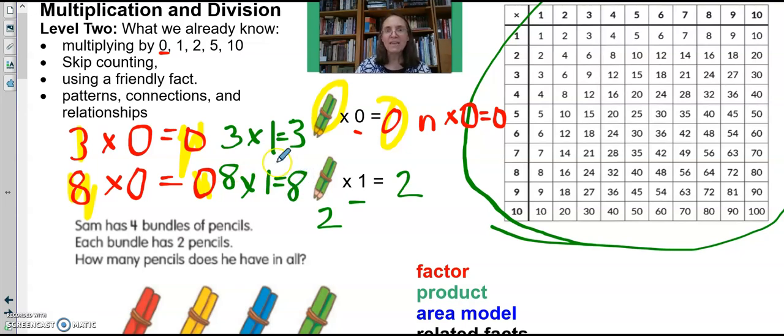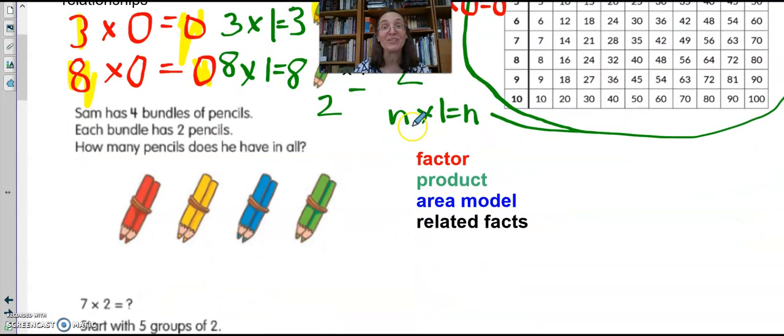Wait a minute! It looks like another pattern! In fact, if I wanted to use my variable again, using n for any number in the world, any number times 1 will equal that same number. Like if I went to the store to buy 1 package of pencils and it had 7,095 pencils in there, and I got just 1 of those packages, I would have 7,095 pencils. And that means, my friends, you already know how to multiply anything times 1. You just have to think about what makes sense.